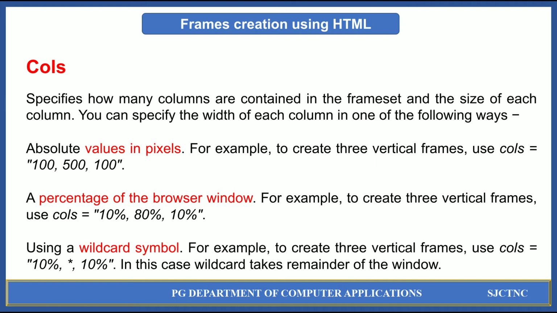That is, we can create vertical frames. The first example shows that we are creating 3 vertical frames. Cols equal to 100, 500, 100. Here, the first portion occupies 100 pixels, the second portion 500, and the third one 100.